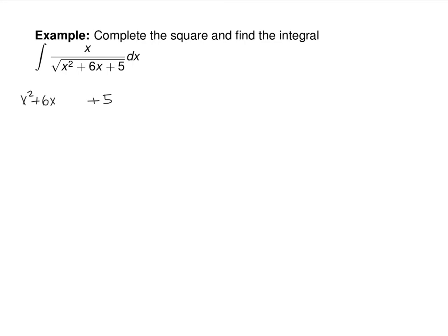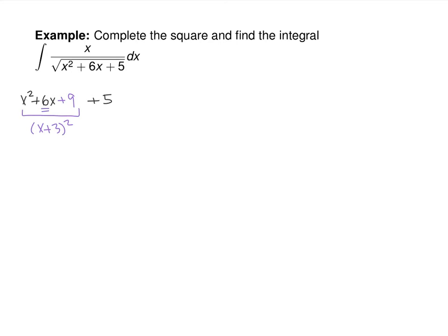Now I want to add a number to this 6x, just a regular constant, so that when I factor x squared plus 6x plus this magic number, I get x plus or minus something squared. And the way you find that number is you take half of 6 and you square it. So you add 9. And then this x squared plus 6x plus 9 factors into x plus 3, the quantity squared. That's why it's called completing the square. You add in a number, which makes that expression into something squared.